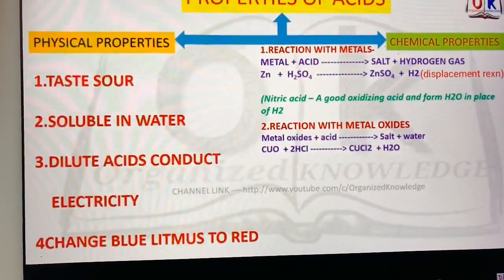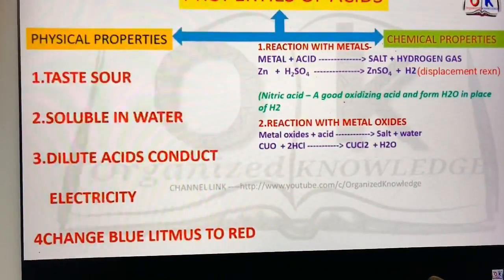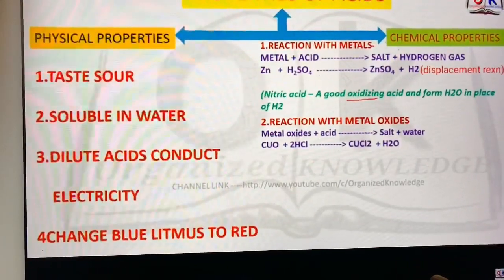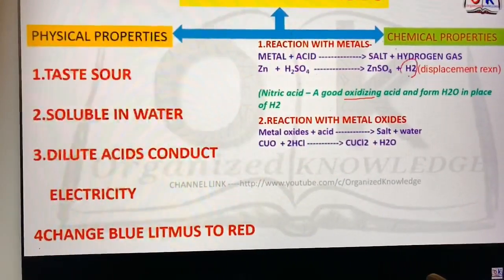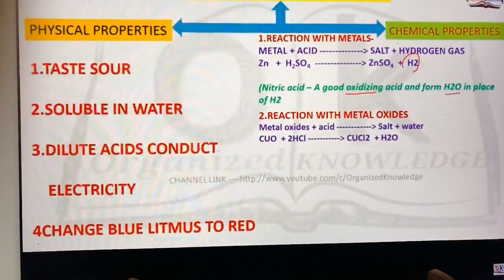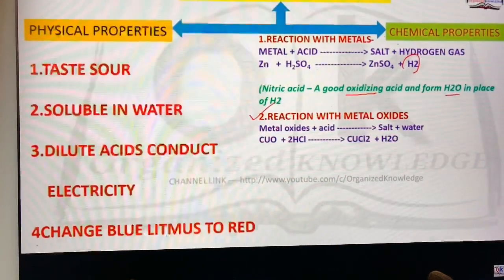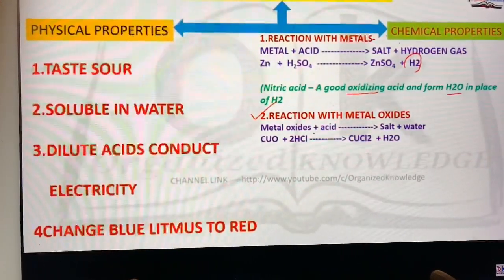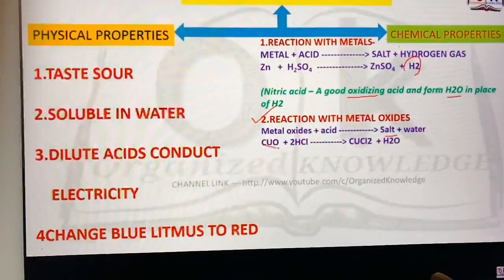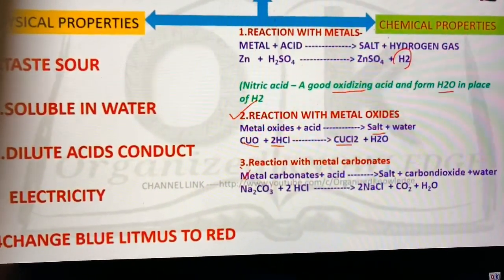Students, see, nitric acid is a good oxidizing agent, and forms H2O, means water, in place of hydrogen gas. This question is very important in terms of your exam, so keep this in your mind. Reaction with metal oxides: metal oxide plus acid, we get salt plus water. You know that we have done a base and an acid; if they react, it will give salt and water. Neutralization reaction, remember?